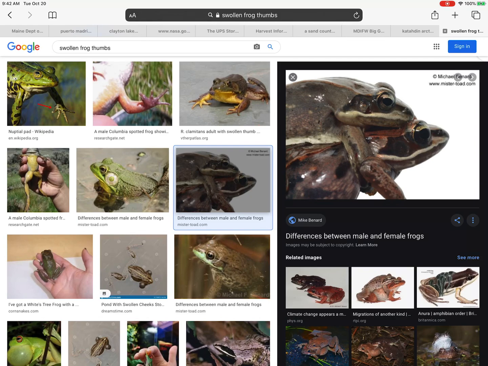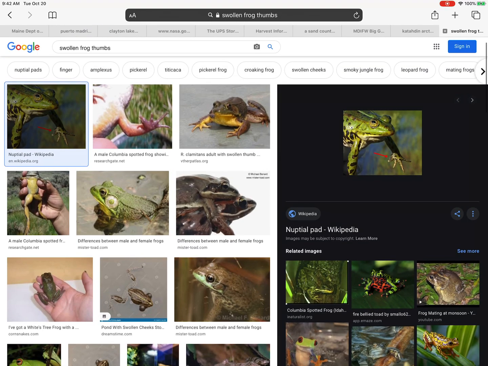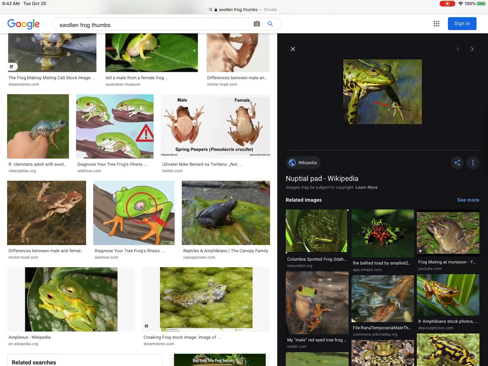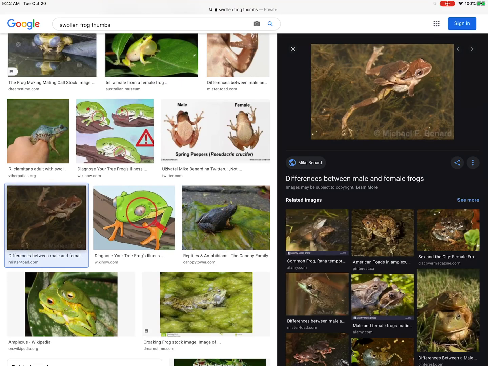And during the breeding season, especially, male frogs will develop these big, muscular thumbs, and those thumbs allow them to lock their thumbs together in amplexus and hang on, because there'll be other male frogs competing to mate with the same female, and they need that strong grip in order to hang on and prevent other frogs from pulling them off.